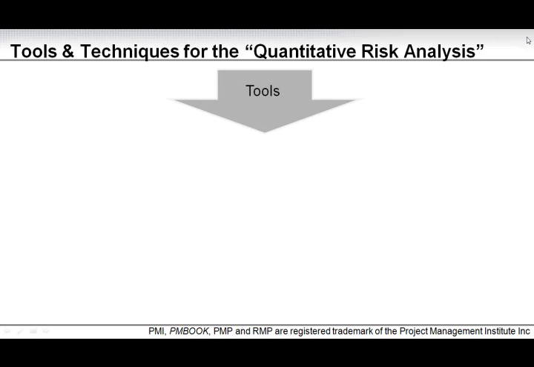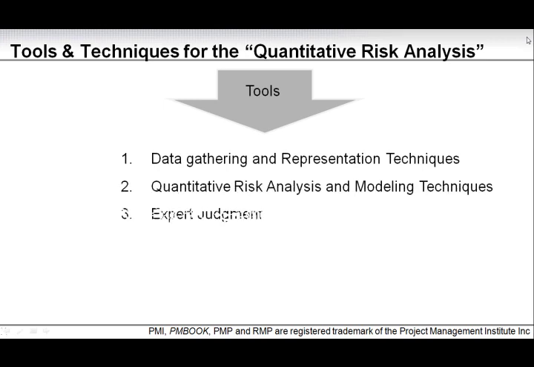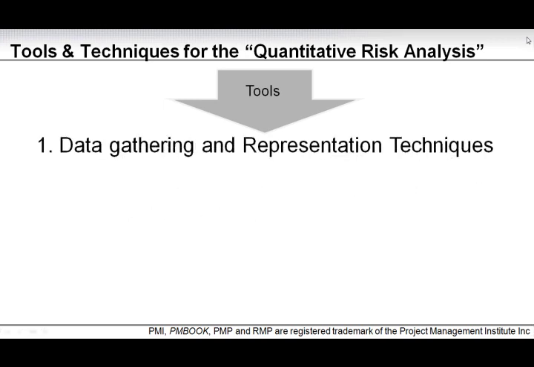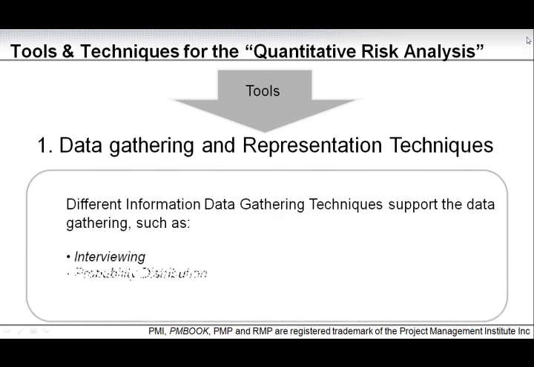So with those inputs, let's look at the tools that we're going to apply to do our quantitative risk analysis. So we have three main tools listed from the PMI model. One is data gathering and representation techniques. So different data gathering techniques support the data gathering for quantitative risk analysis, such as interviewing and probability distribution. Here, these are exam questions, so those of you who are planning to take the exam need to pay attention to this.